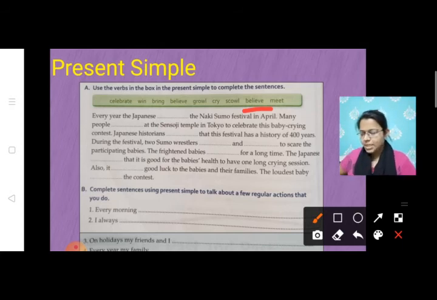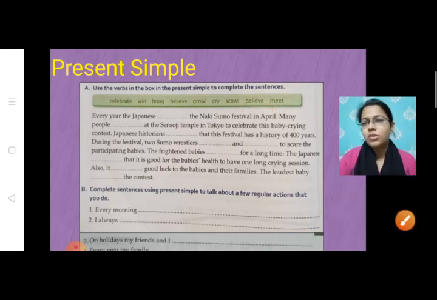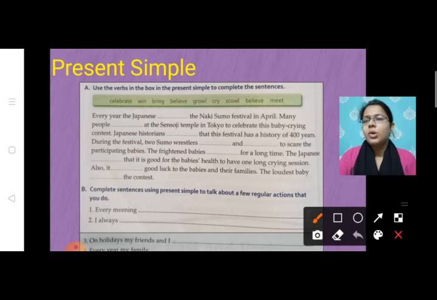The Japanese believe that it is good for the baby's health to have one long crying session. Next one. Also it dash good luck to the babies and their families. So it brings good luck.